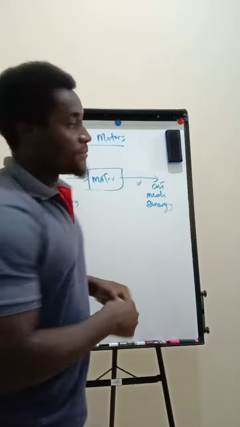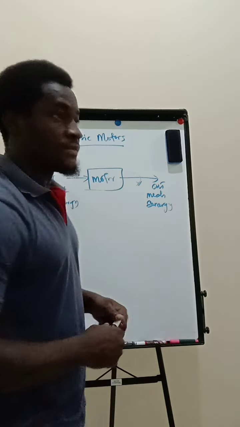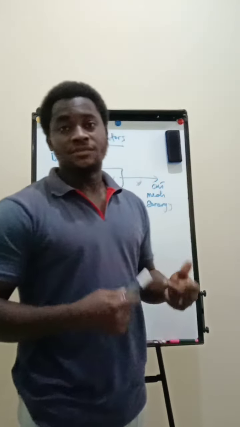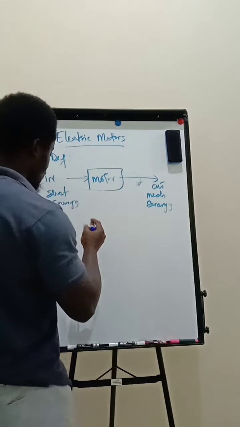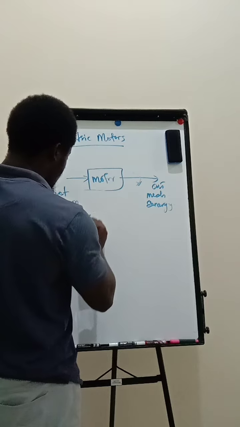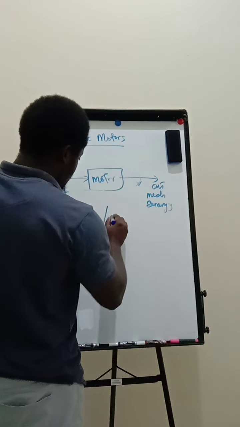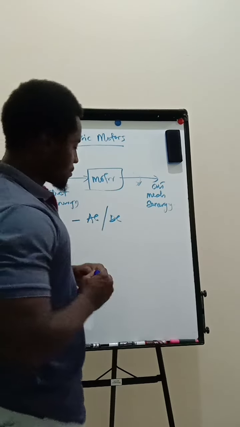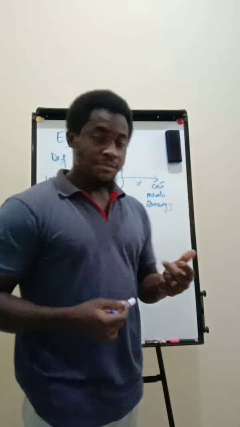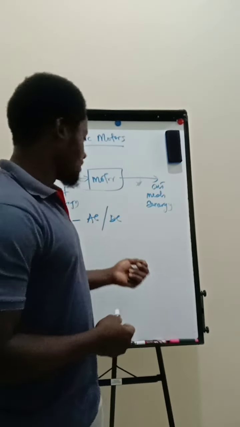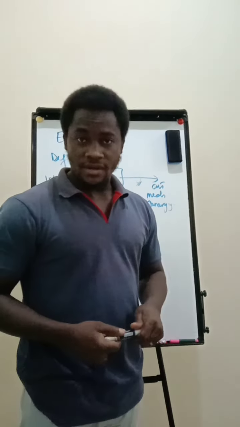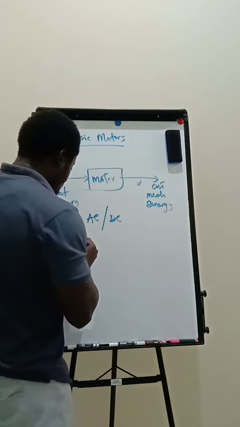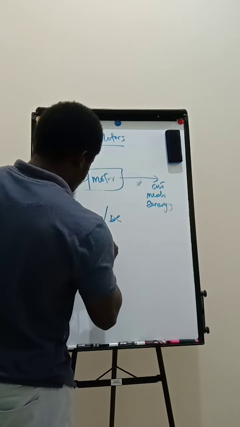After understanding the definition of an electric motor, we'll move to the different types of electric motors. Basically, we have electric motors in either AC or DC. They can either be operated in AC or in DC. AC is alternating current while DC is direct current. We also have the universal motor.